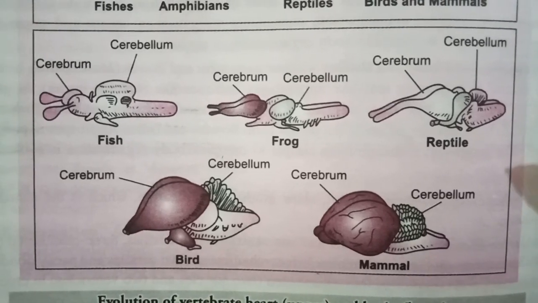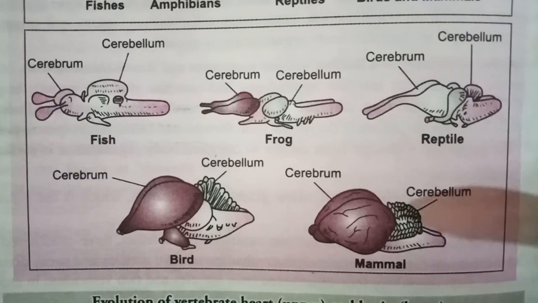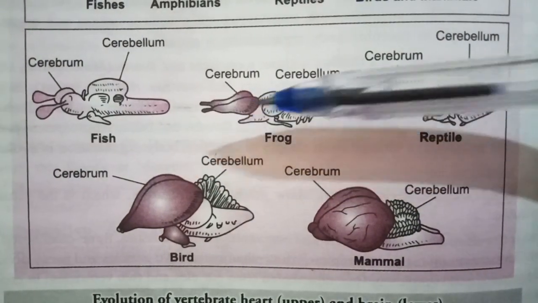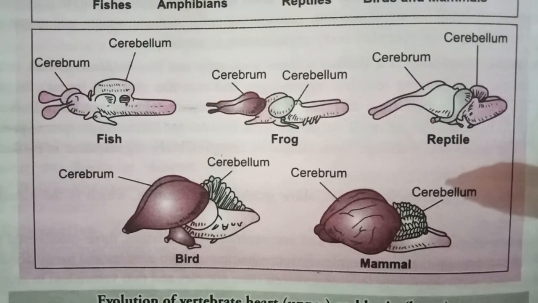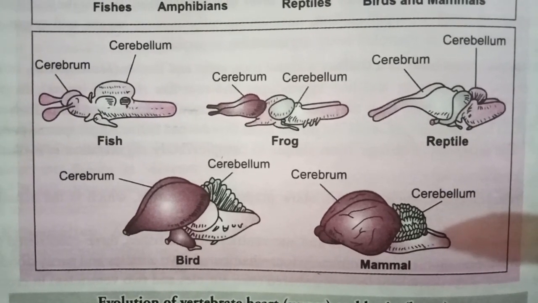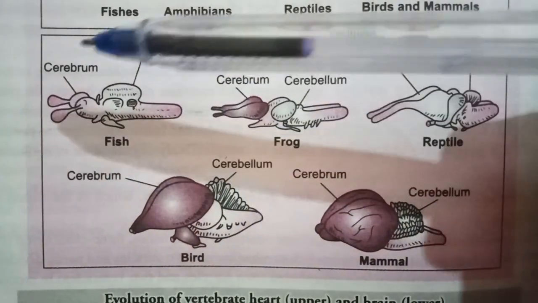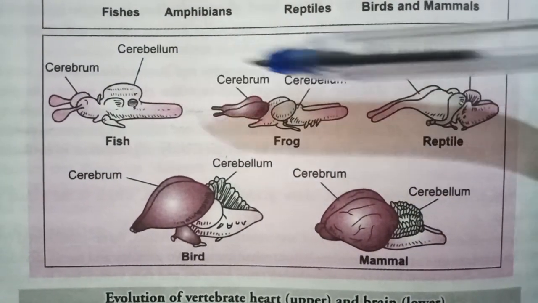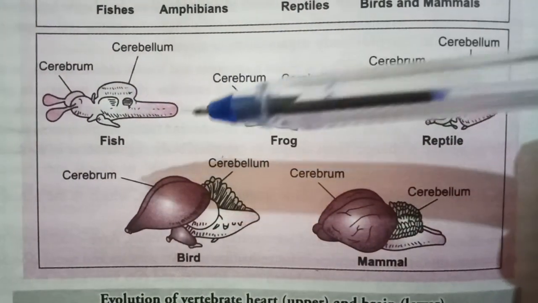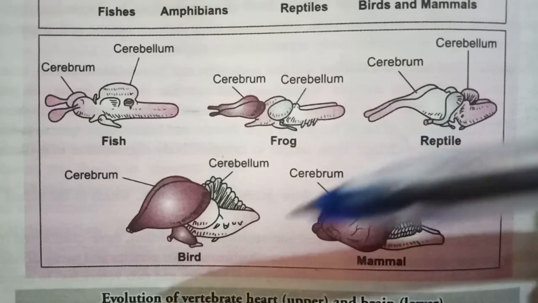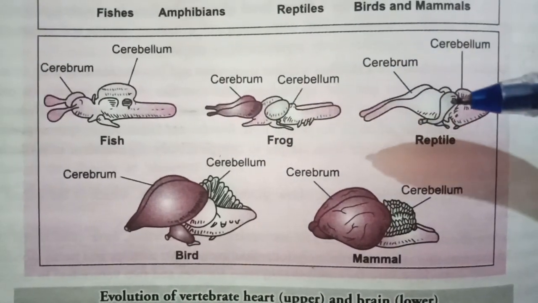Now, next example of the homologous organs, that is the vertebrate brain. Vertebrate brains like fish, frog, reptiles, birds, mammals, they come under the vertebrates because they contain the vertebral column. So, in all the cases, you can see the cerebrum and the cerebellum that are present in fish, also frog, reptiles, birds and mammals. In every case, cerebrum and cerebellum are present.